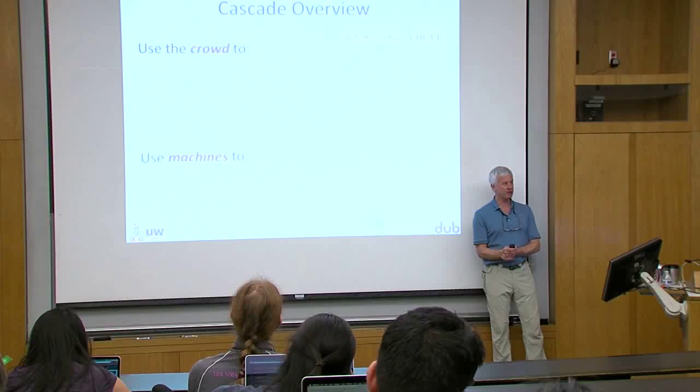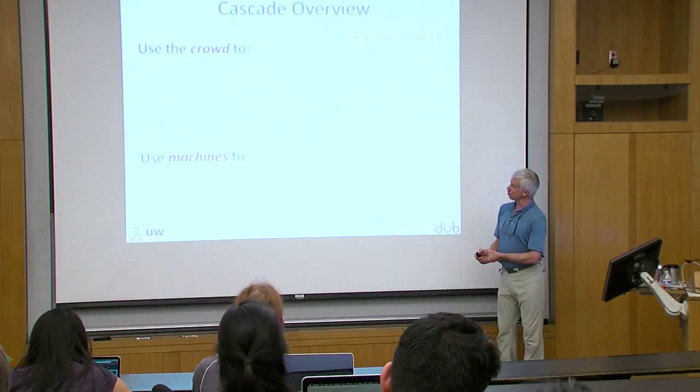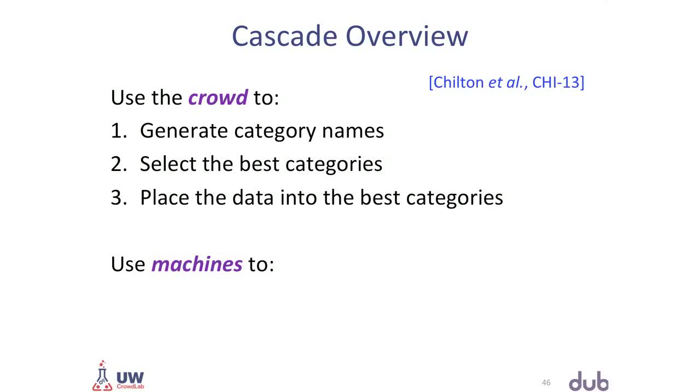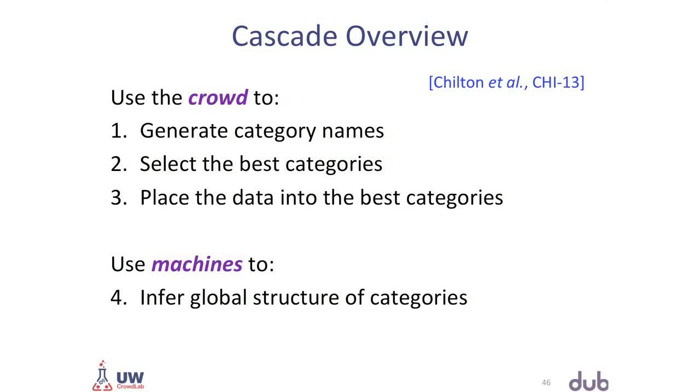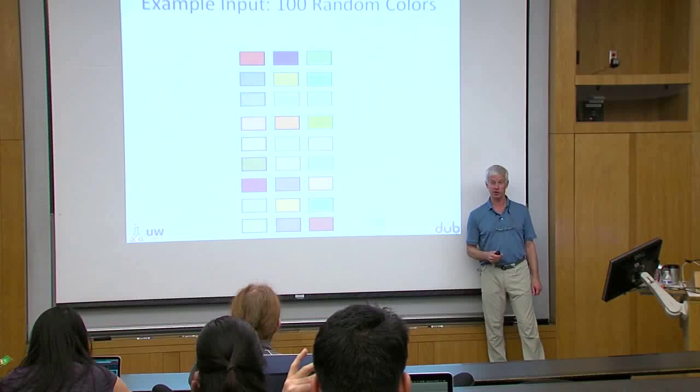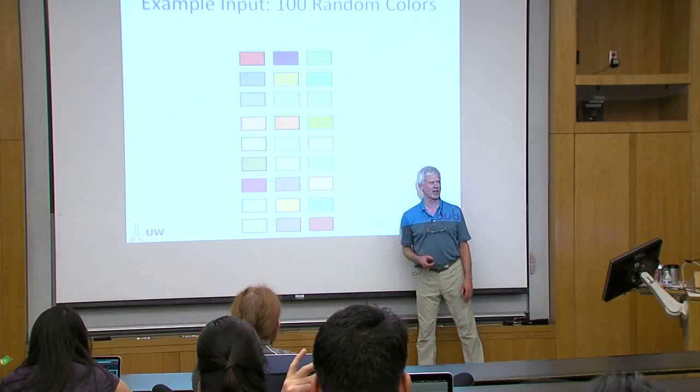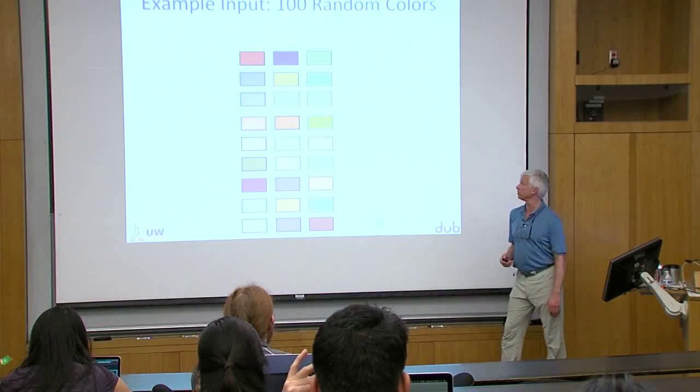Okay, so the algorithm that Lydia came up with is really pretty cool. It uses the crowd to generate category names, also to select the best categories, and then to place the data into the best categories, and then it uses the machine to actually determine what the taxonomic relationship is. So let me illustrate how this works on a sort of toy example. Suppose we've got a whole bunch of colors and we want to come up with a taxonomy of colors.